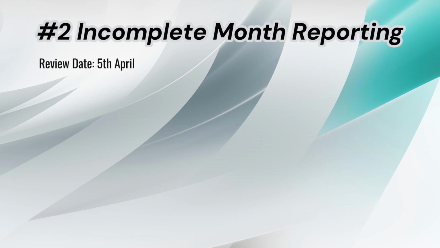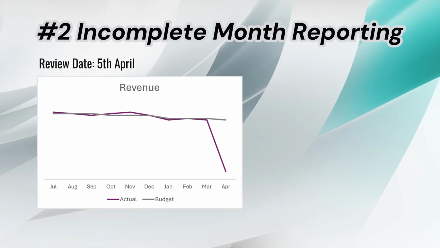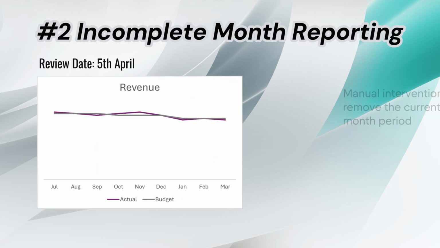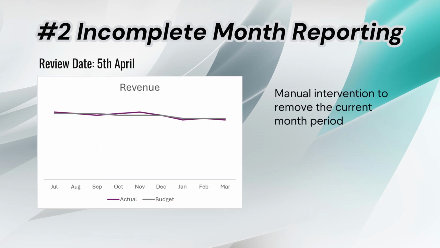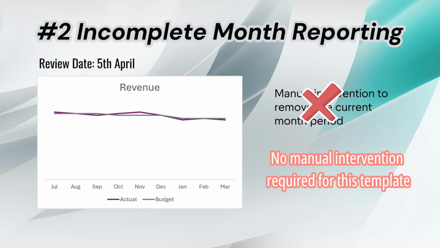Next, incomplete month reporting. Financial reviews are usually conducted after the month close, but the transactions or data entries are still ongoing. So most dashboards will capture the latest figures, which includes the current incomplete month. This will cause a huge dip in the latest month, and the chart will look weird as it is comparing against the full month budget. To avoid showing such abnormality for the financial review, most people have to manually adjust the figures or uncheck the dates of the current month. For this dashboard template, there is no need for any manual adjustment. Only figures from completed months will be picked up.